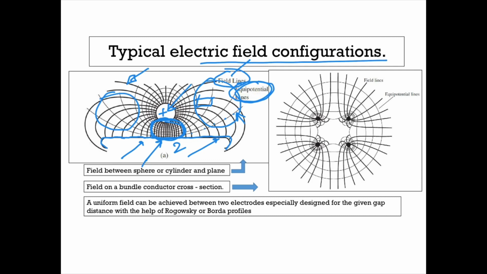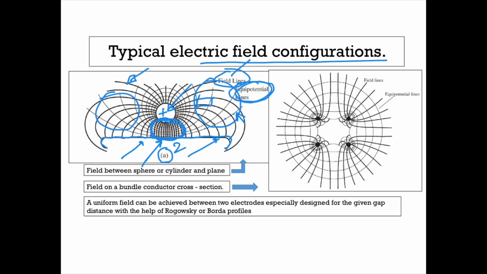So this is figure A, which represents the field between, say, a sphere or cylinder and the plane. Whereas there is another figure, you can notice that there are 4 conductors. This is a cross section of bundled conductors. So this is conductor 1, conductor 2, conductor 3 and 4. And these conductors are of, say, positive polarity.